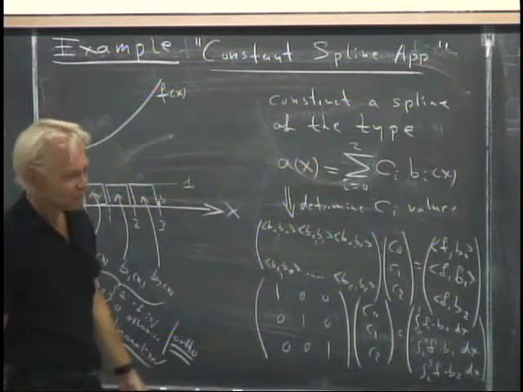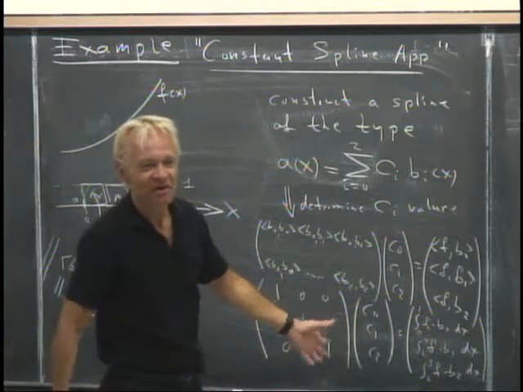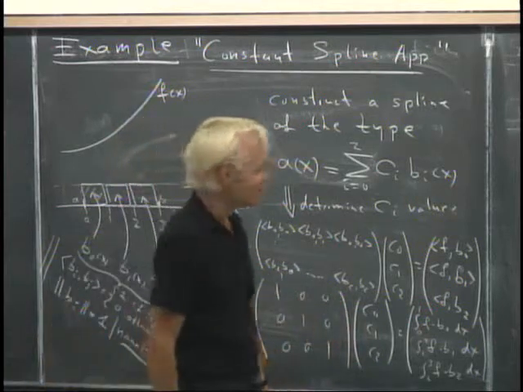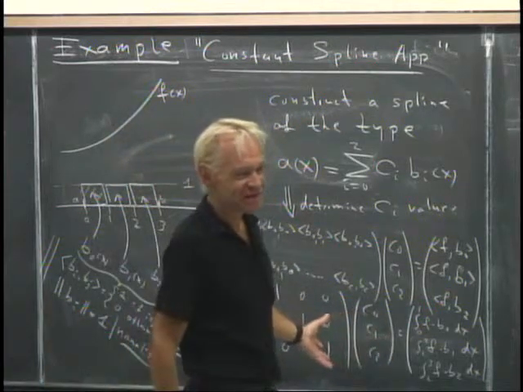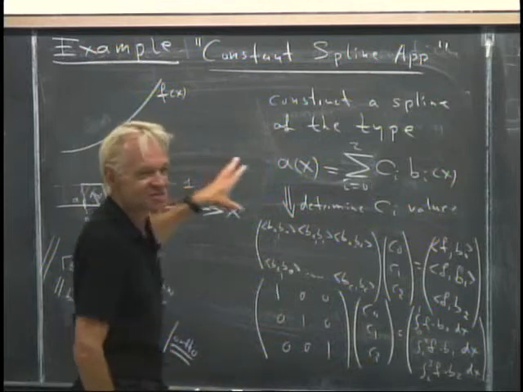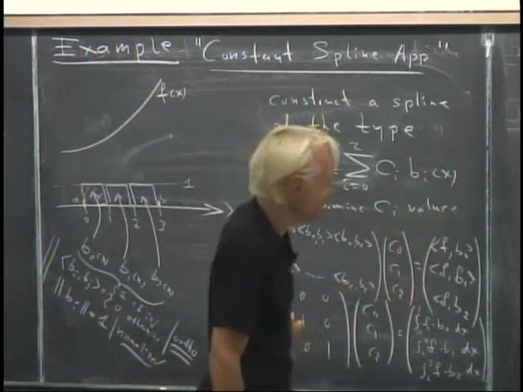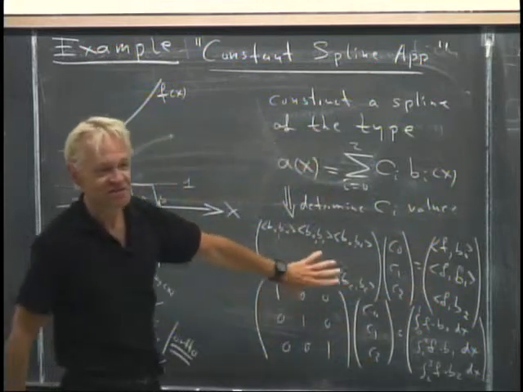Okay. Now, I don't have to solve a matrix problem at all. I have the coefficients there. But why do I do this simple motivating example? Because very soon we will come to linear splines and quadratic splines and cubic splines. Okay, but you understand the whole machinery just by looking at this.